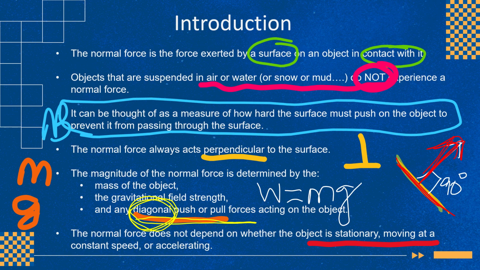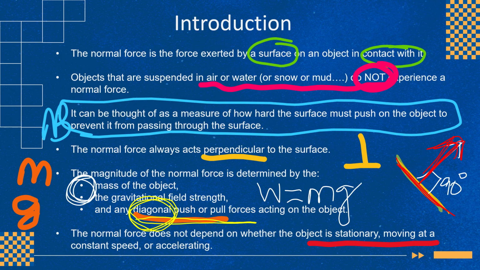So when you have to calculate or draw your normal force, especially calculate, remember you need to always take into account those first two bullets, the mass and the g, the gravitational acceleration of the planet. And then the third bullet, when there's a diagonal push or pull force, then that will definitely have an influence on the magnitude of your normal force.